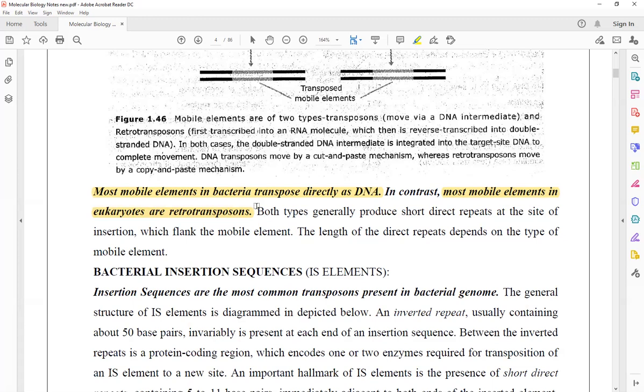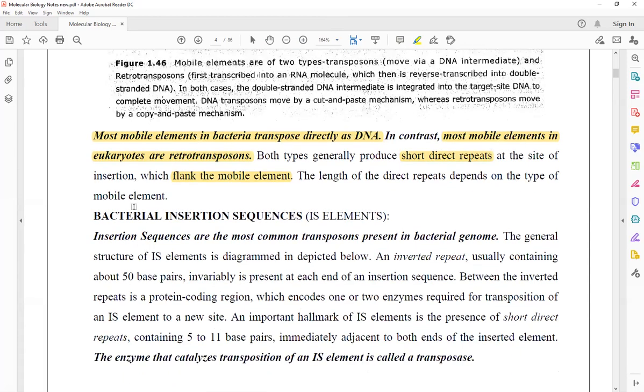Both types generally produce short direct repeats at the site where they are going to be inserted. Both of these are going to produce a short direct repeat at the site of insertion, which flanks the mobile genetic element. There's a mobile genetic element sequence which is present, and these short direct repeats are going to flank the mobile element. As they flank the mobile element, they will be present at both the sites. ये दोनों sites पे present होता है. This is present at both the sites of the inverted repeat.